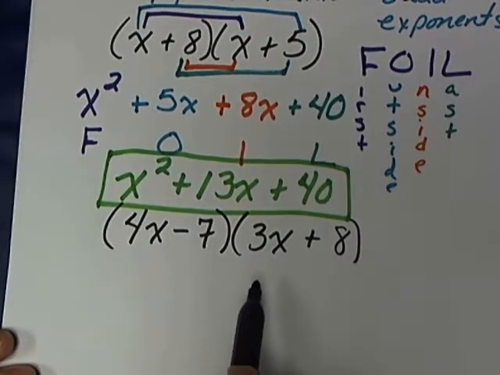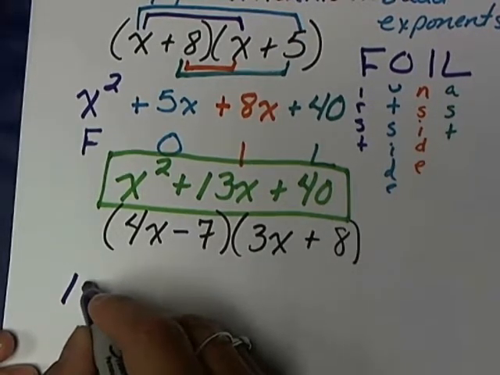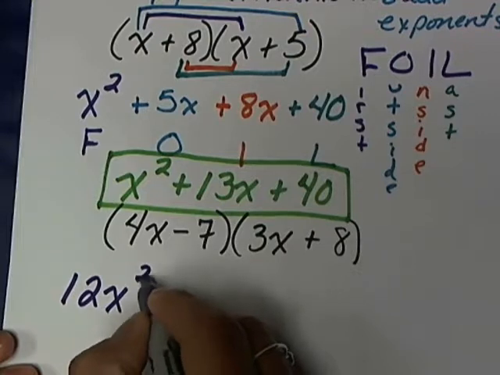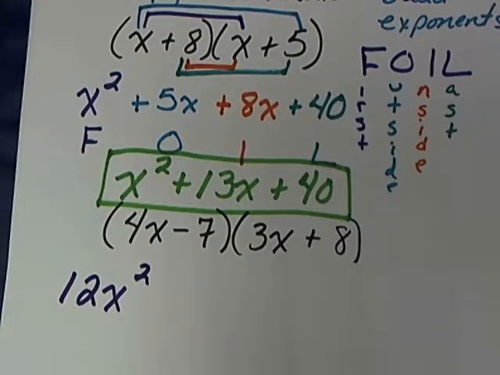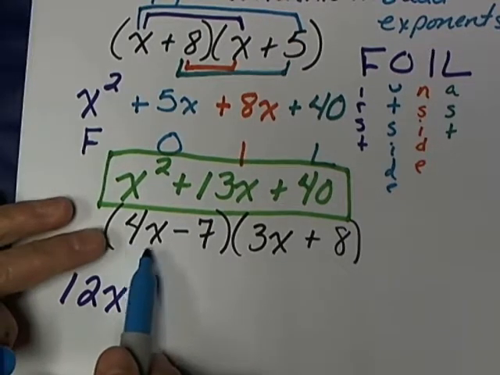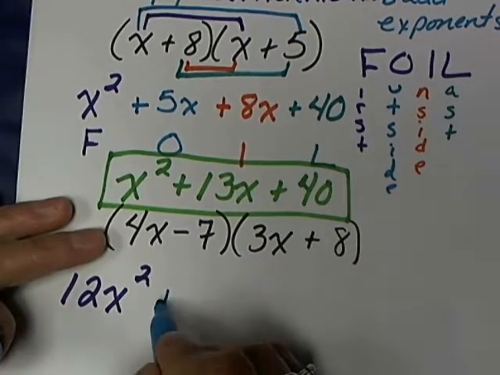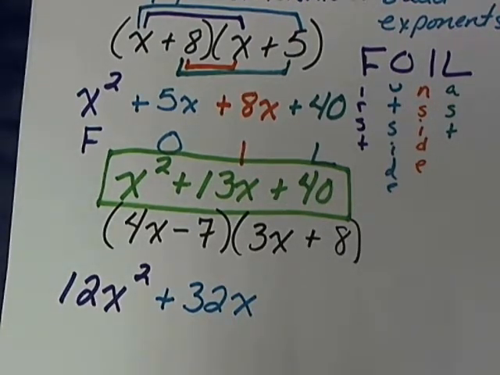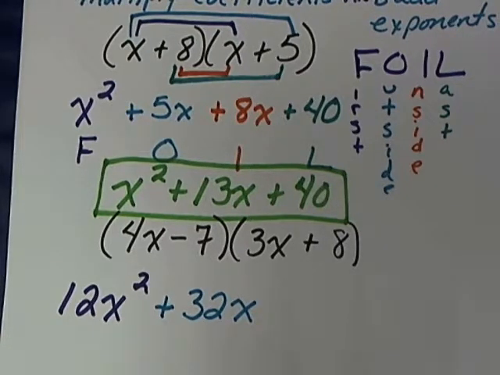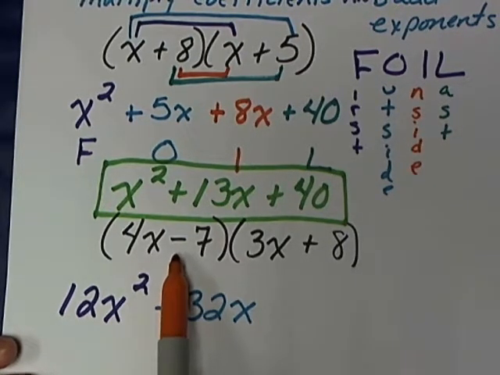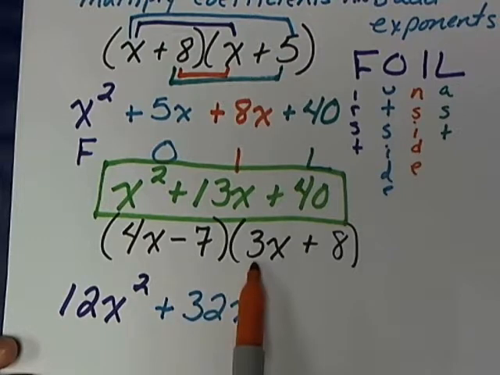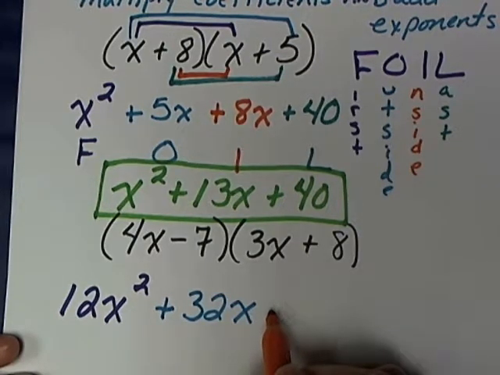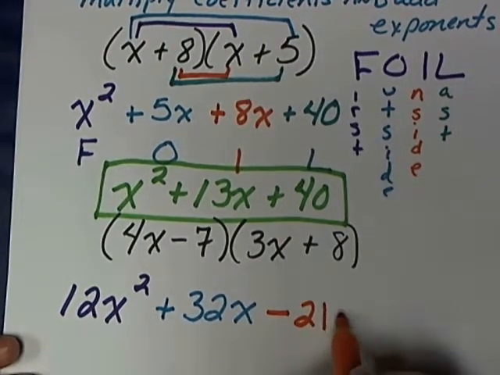So 4x times 3x is going to give us 12x squared. Remember, an x times an x is a squarey. Then we do our outside. 4x times 8 is a positive 32x. Make sure that you put your plus sign to separate your terms. Then we do our inside terms. The sign in front of the term goes with the term, so it's a negative 7 and a positive 3x, which would make a negative 21x.